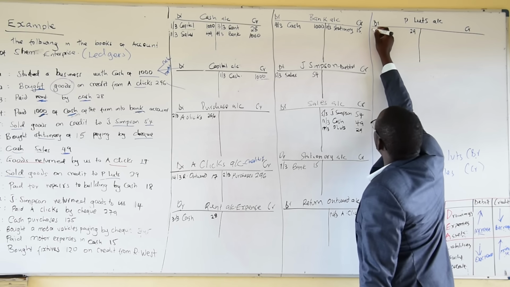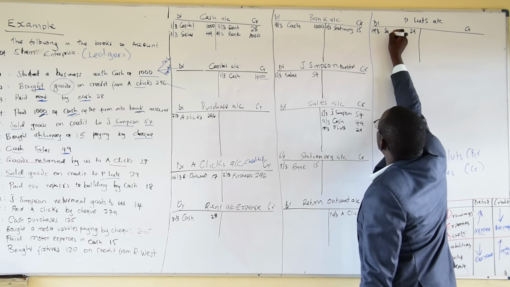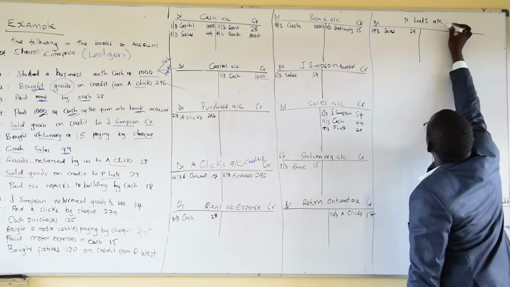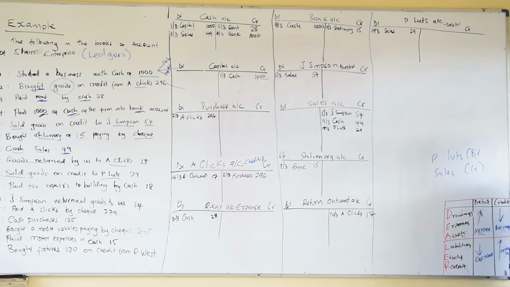And here I show that what happened is actually that we sold goods. So this person is a debtor. He will pay us at a later date. That person is called a debtor.